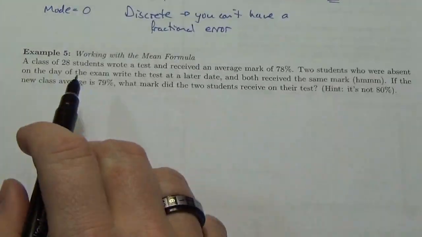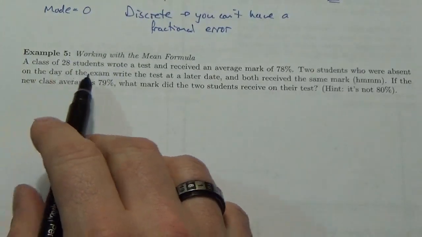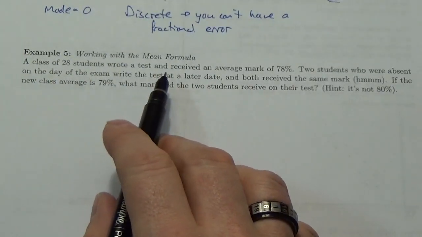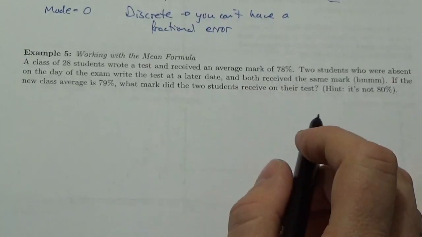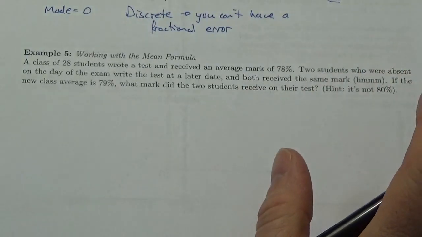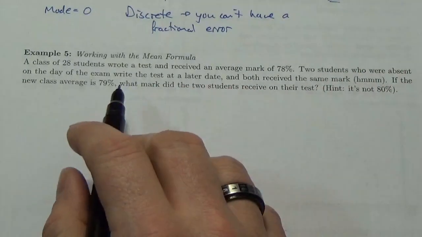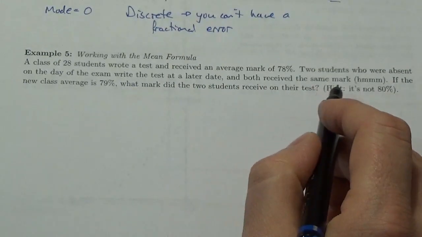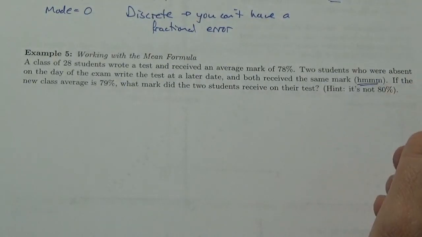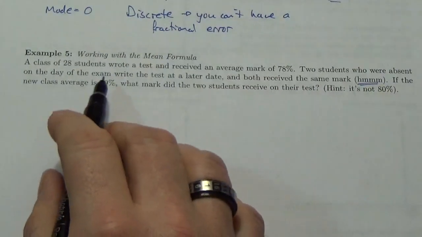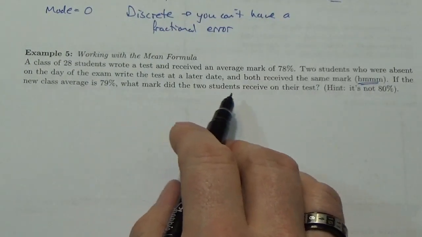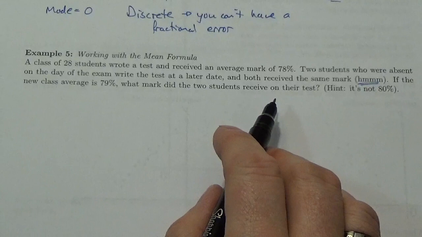Okay, let's take a look at this question right here. A class of 28 students wrote a test and received an average mark of 78%. Now, two students who were absent on the day of the exam wrote the test at a later date and both received the same mark. If the new class average is 79, what mark did the two students receive on their test?